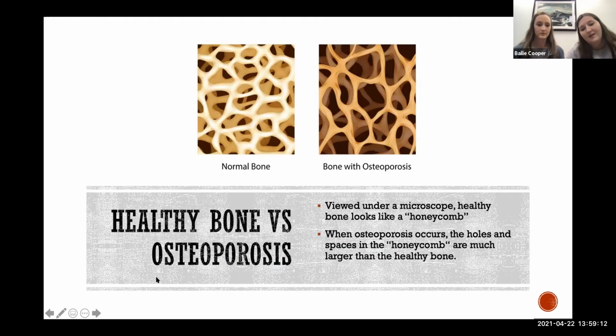All right, so again, with another picture, this is just a normal bone, and then you see how it's widened out for the osteoporosis bone. It's also similar to honeycomb. So this is healthy bone versus osteoporosis. Viewed underneath the microscope, healthy bone looks like honeycomb, like I just said. When osteoporosis occurs, the holes and spaces in the honeycomb are much larger than in the healthy bone.